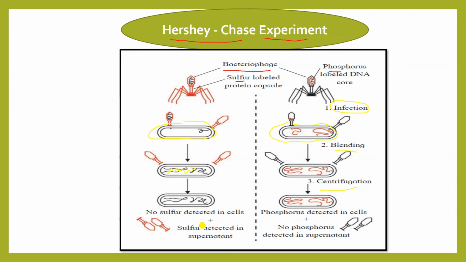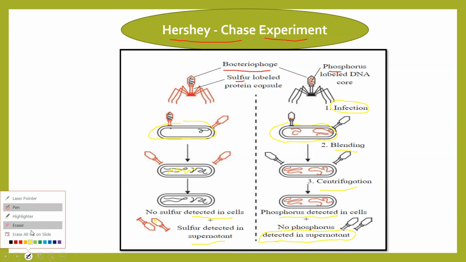No sulfur was detected in the cells, but sulfur was detected in the supernatant. It means the sulfur did not enter the genetic material. Whereas in the second one, they saw that phosphorus was detected in the cells. It means the phosphorus entered the genetic material, and no phosphorus was detected in the supernatant. So from this it was very clear that DNA consists of phosphoric acid and the phosphorus entered the genetic material. And thus they concluded in the Hershey-Chase experiment that the main transforming principle is the DNA, and that was finally proved.